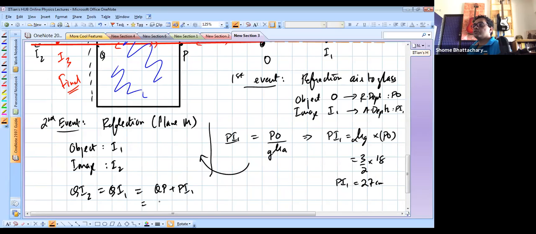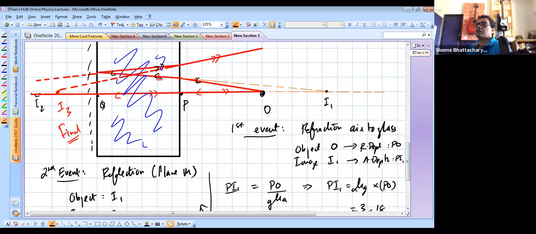The thickness was 24 centimeters and this was 27 centimeters, so that is 51 centimeters. So the mirror forms an image 51 centimeters behind itself. That is where your I2 will be, somewhere behind. Now again, that is not the image seen by the observer here, because the rays coming by reflection suffer another refraction over here. So for this interface, glass to air, I2 becomes the object and I3 becomes the final image.